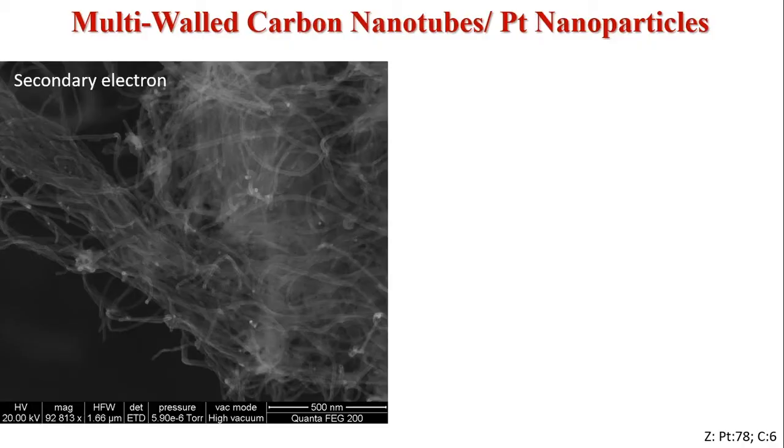We mentioned that SEM has different detectors, which can provide different information. For example, we characterize multi-walled carbon nanotubes with platinum nanoparticles under secondary electron mode. So definitely we have one-dimensional nanostructures, and if we look carefully, we can observe some particles.